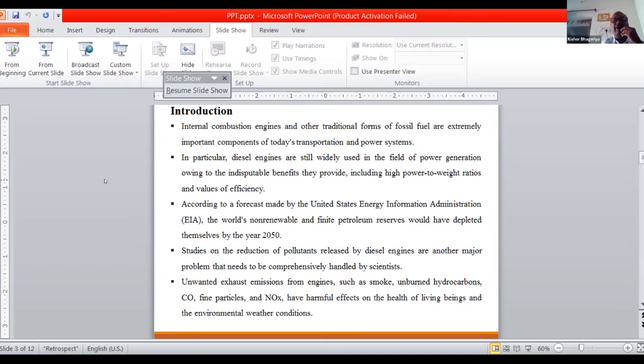Now, according to the forecast made by the United States Energy Information Administration, the world's non-renewable and finite petroleum reserves would have depleted themselves by 2050. So we should move towards alternative fuels. For that, I have considered different fields. Studies on the reduction of the pollutants emitted by the diesel engine are another major problem that needs to be comprehensively handled by scientists. Unwanted exhaust emissions from the engine, such as smoke, unburned hydrocarbons, carbon monoxide, fine particles, and NOx, have a harmful effect on the health of living beings and the environmental weather conditions.